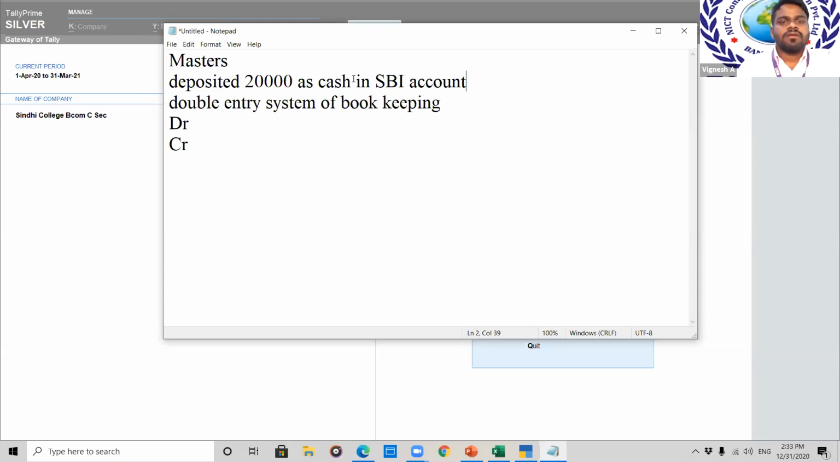So here you can see we have the cash account as well as the SBI account. These are the two accounts affecting your books of accounts. One is cash, another one is your SBI account. When we take it as a journal entry, we term it as SBI bank account debit to your cash.